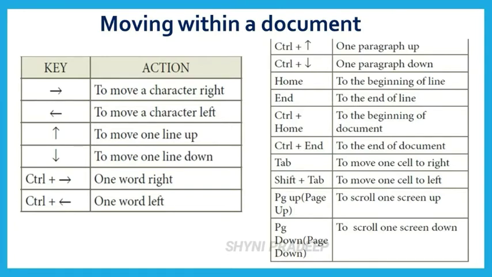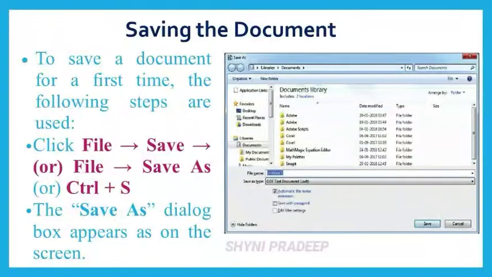Okay. Next, saving the document. If you want to save your document, you can use 3 ways to save your document. What are they? First option is file save option. Second option is file save as option. Third option is control plus S option. If you use any one of these options, the save as dialog box will appear on the screen like this. And next, select a location to store your document.